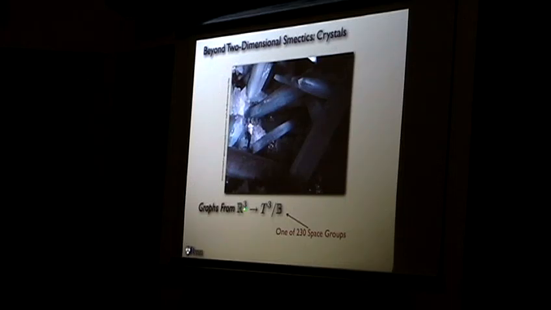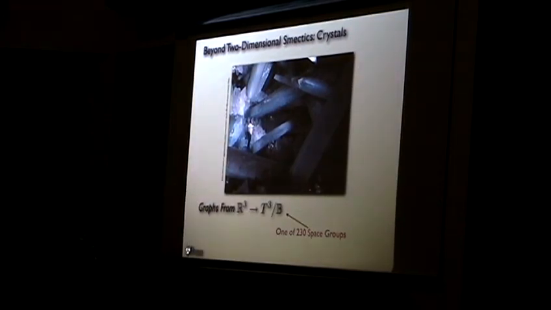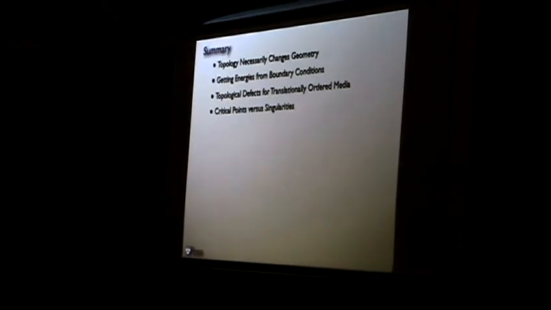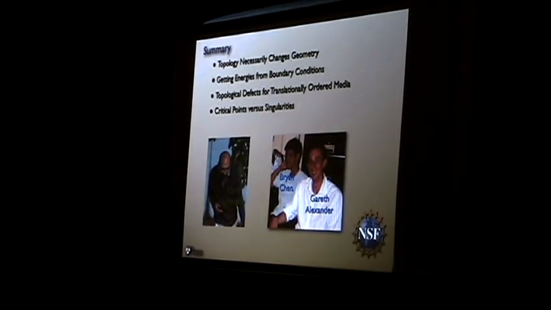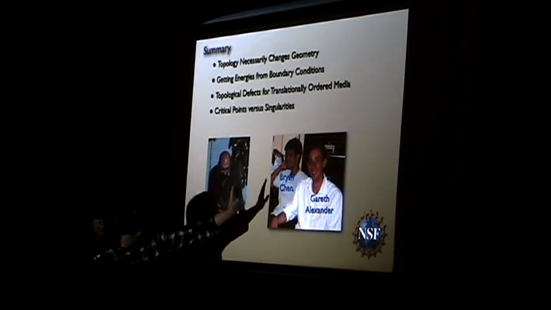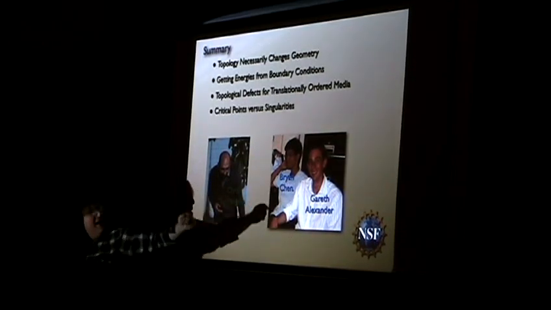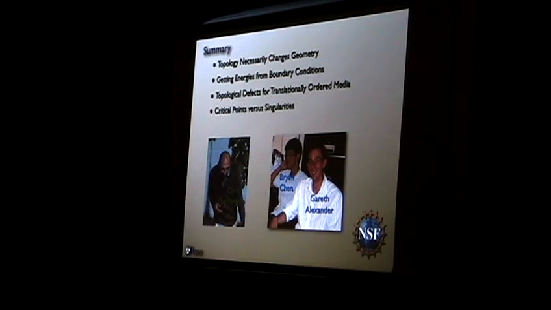But if I want to study crystals, big ones or little ones, now I have to have graphs from R3, 3 dimensions, to the torus, those are the 3 periodicities of the crystal, modded out by one of the space groups of the crystal. So in principle, I know how to formulate the problem. Here is my summary, but I want to show you that the first work was done with Chris, and the latter work, which appeared in PNAS, was done with this brilliant graduate student and this brilliant postdoc, Brian and Karen. So thanks for your attention.